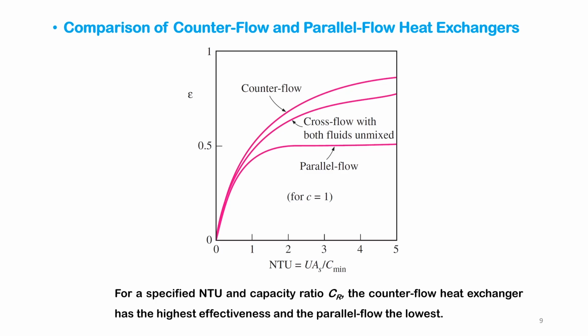If you want to compare parallel flow and cross flow, let's say the capacity ratio is 1 for both of them. As you can see, parallel flow is the least effective. Counter flow is the most effective for a given area, and cross flow is in between. This is very important. So based on this analysis, the most effective flow is counter flow, parallel flow is the least effective one, and cross flow is in between these two.